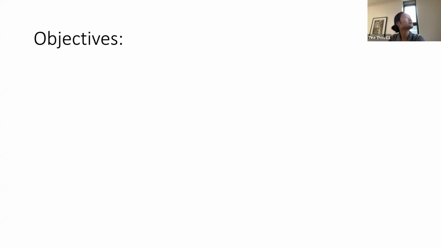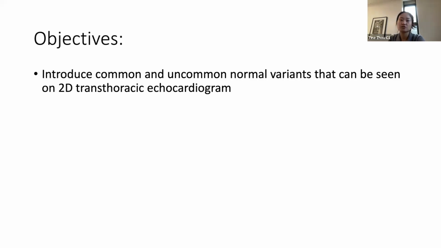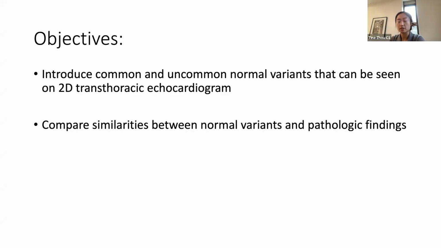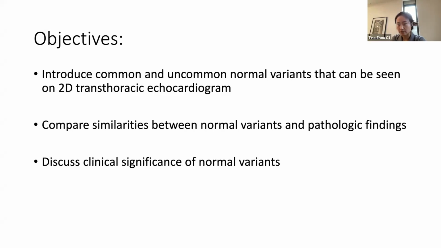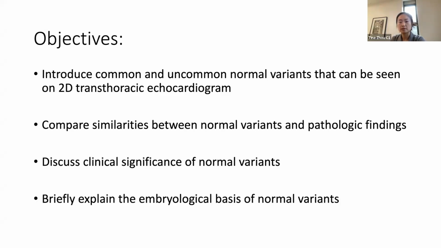So my objective today first is to introduce some of the common and less common normal variants that can be seen on 2D transthoracic echocardiogram, to compare some similarities between the normal variants and pathologic findings, and to discuss clinical significance of these findings, as well as briefly, very briefly, explain the embryological basis for these normal variants.